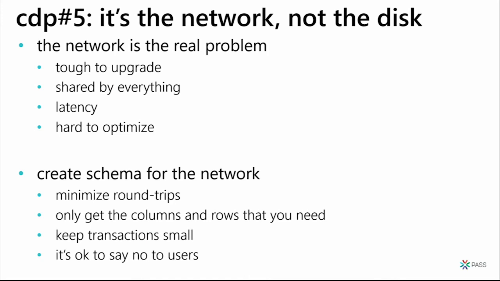Okay. So CDP number 5, and this is provoking, but it is the network, not the disk, that is the real problem. No, I really mean it. So in the cloud, you pay for 4 resources: compute, memory, disk, and network, right? Compute and memory, and in some areas, disk, is a slider bar. We slide it up and down. You ever see a slider bar for network? No. And network is a shared resource, definitely a shared resource.